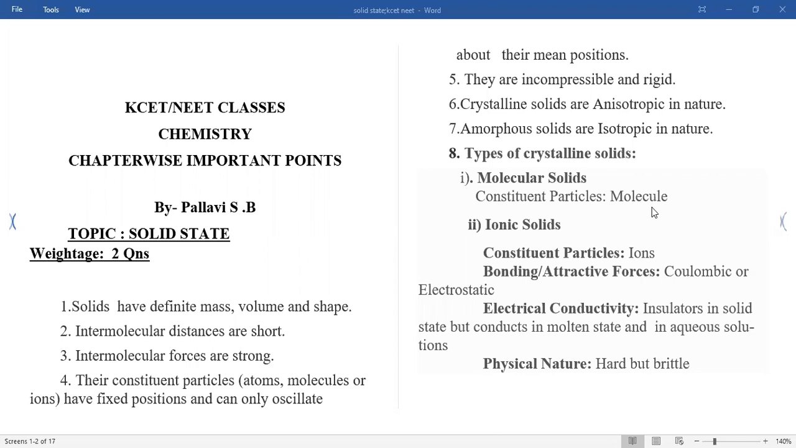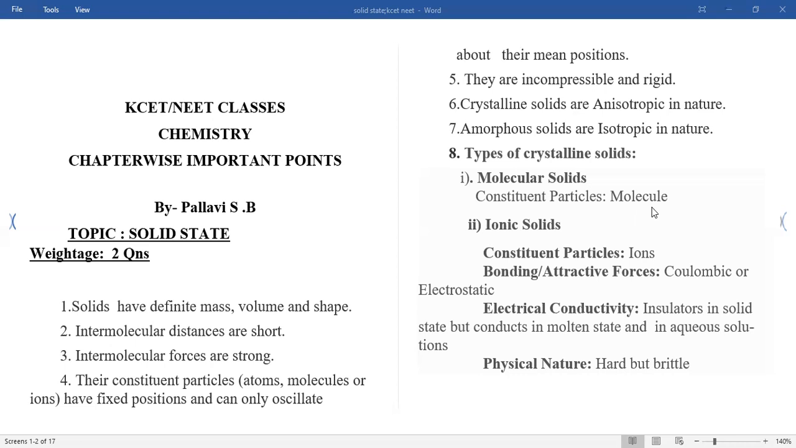This video is for Karnataka CET NEET classes, where I'm going to upload some important points chapter wise. For example, if I take solid state, as you all know, the weightage is around 2 to 3 questions. So in a short time, instead of going through the entire chapter, if you go through some important points, it will be very helpful and save your time. With that point of view, here are some points that you have to go through.